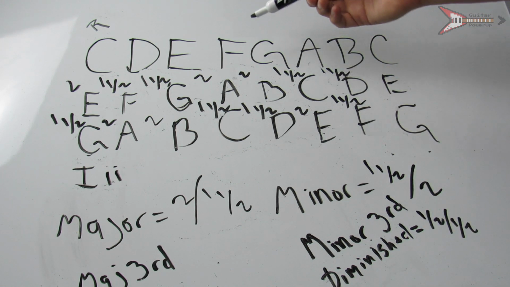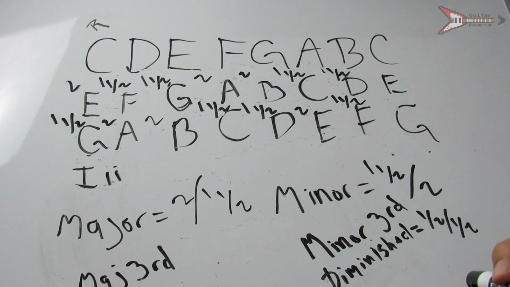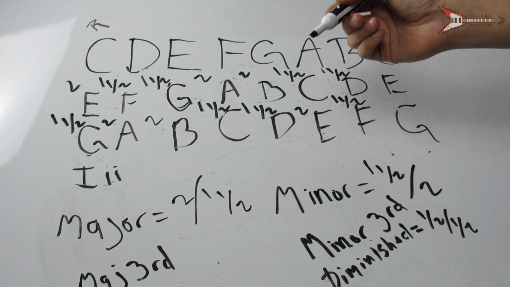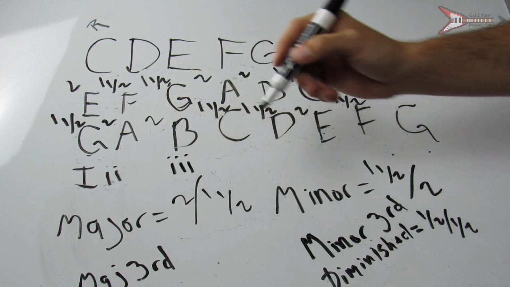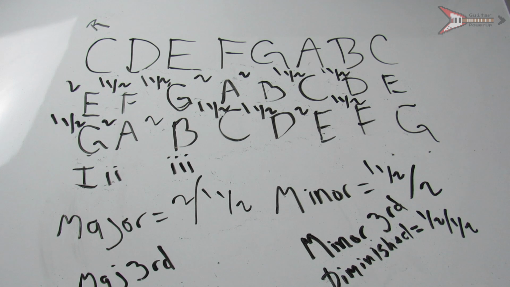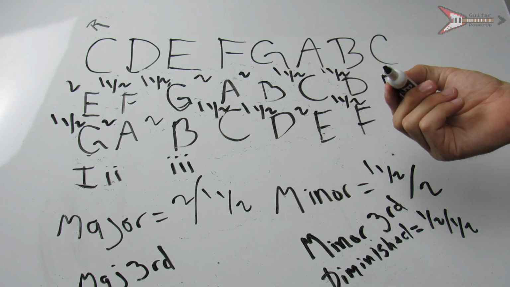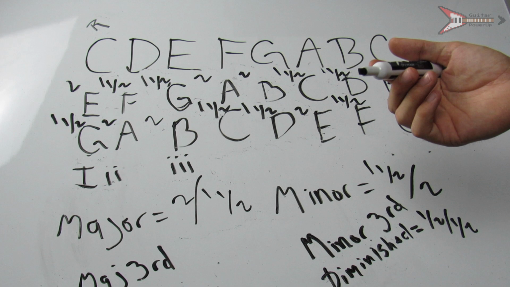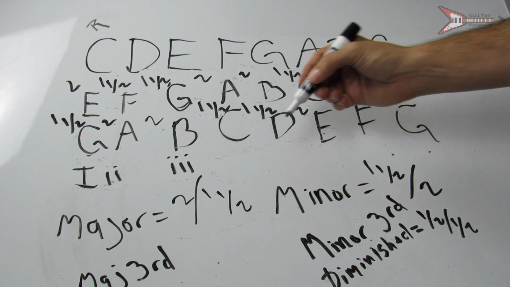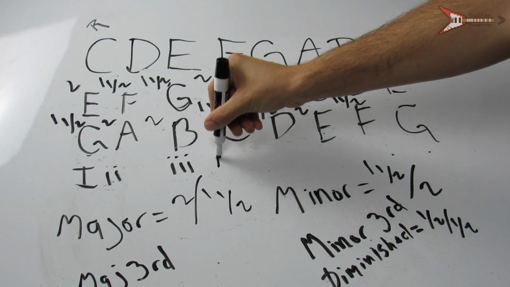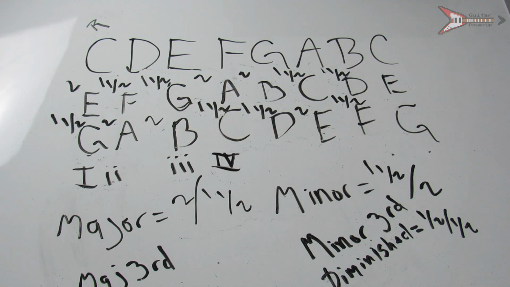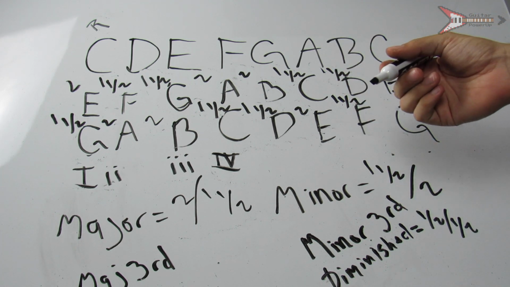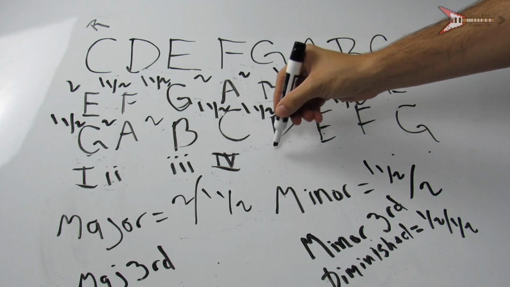Now for the 3 chord, this is 1.5 over 2, making it minor. So we'll use a lowercase Roman numeral to show that this is minor. Next is the 4 chord. This is 2 over 1.5, making it major. So we'll use an uppercase Roman numeral to show that this is major. The 5 chord is 2 over 1.5, making it major. So we'll use an uppercase Roman numeral to show that it's major.